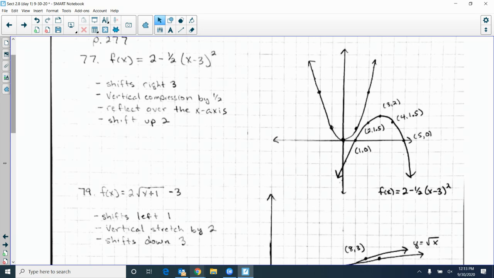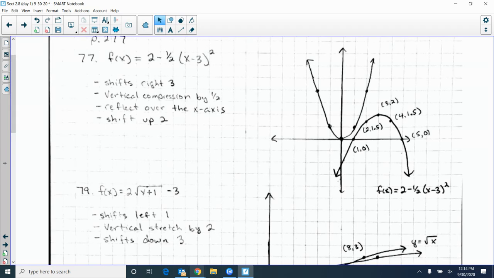Thomas? How do you do the vertical compression? Wherever the y-coordinate is, if it's being compressed, you're going to cut it in half. You're going to shrink it towards the x-axis. So for that point right here, I'm going to go 1, 2, 3 to the right. Vertical compression by 1/2. What's the y-coordinate here? It's 4. Shrink it to half the distance to the x-axis, which puts it at 2. Got it? That's how you compress it.